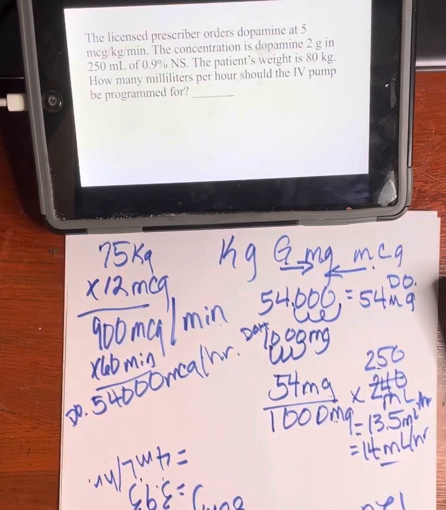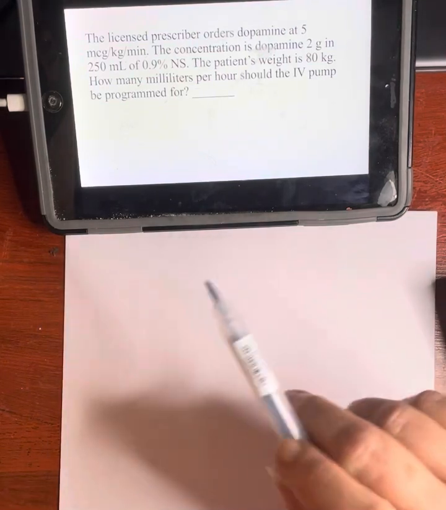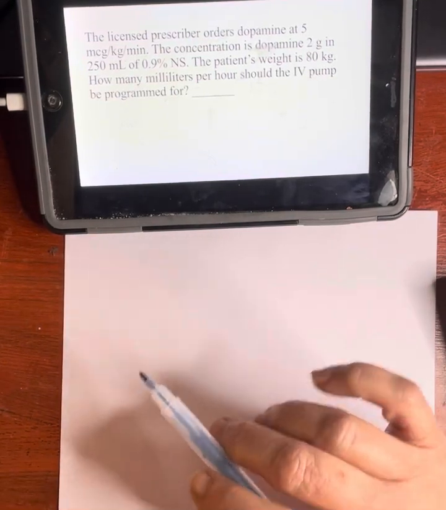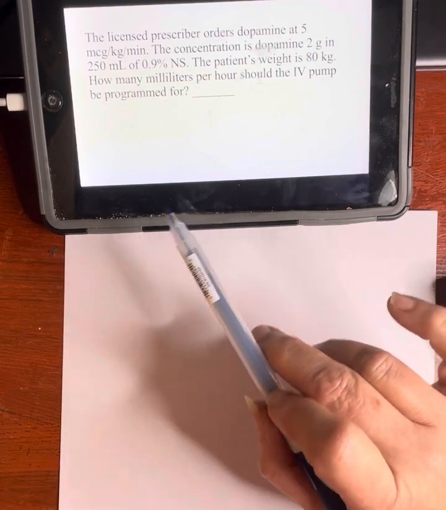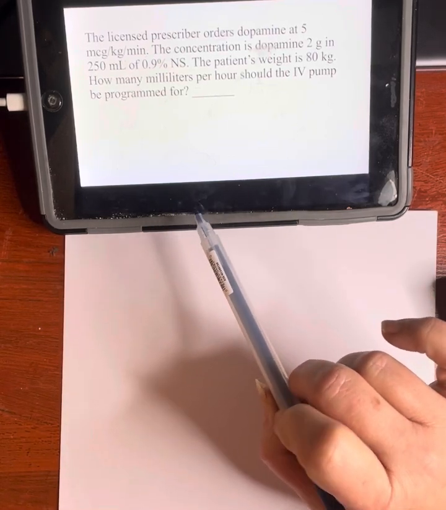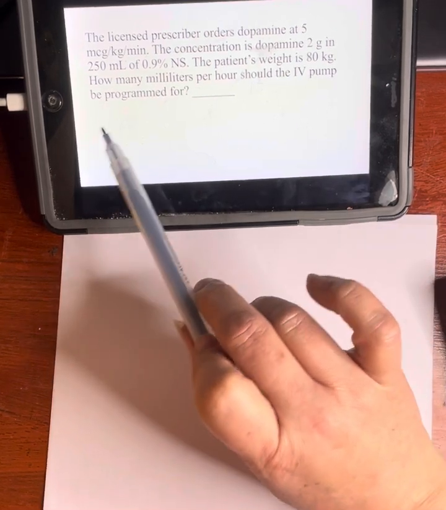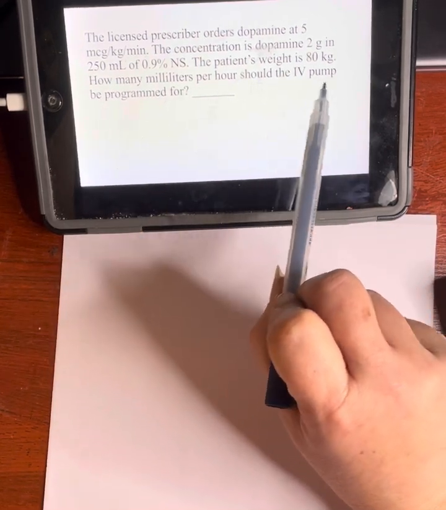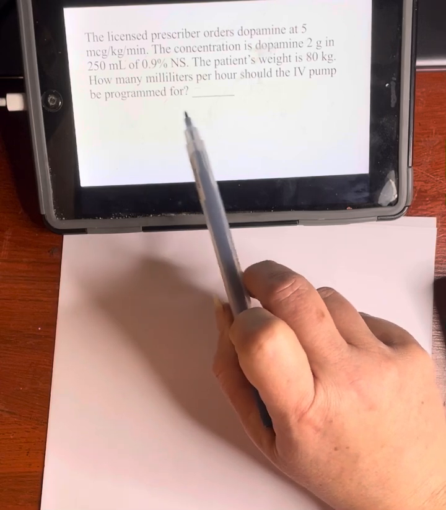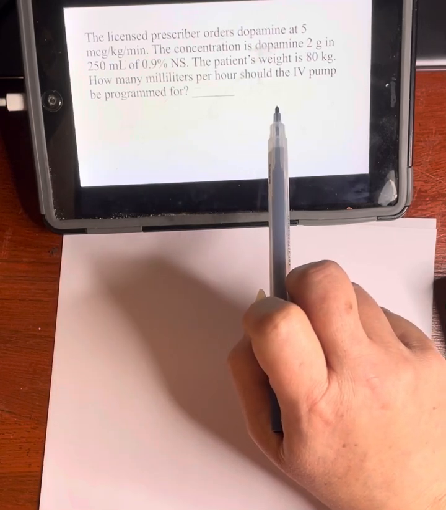I had 4 problems. I don't know what even number we're on. All right, here we go. The licensed provider orders Dobutamine 5 micrograms per kilogram per minute. The concentration of Dobutamine is 2 grams in 250 milliliters, and the patient weighs 80 kilograms. What are you gonna do?